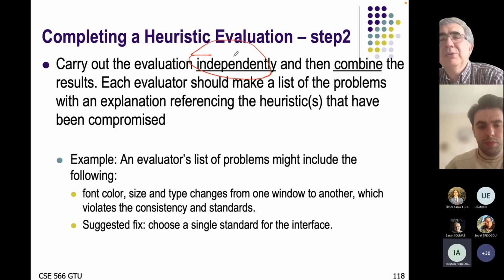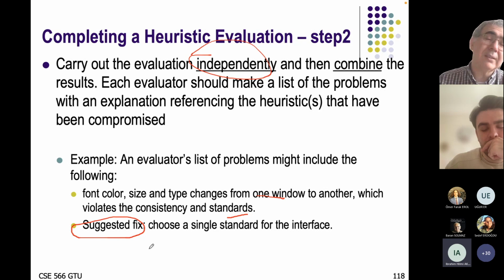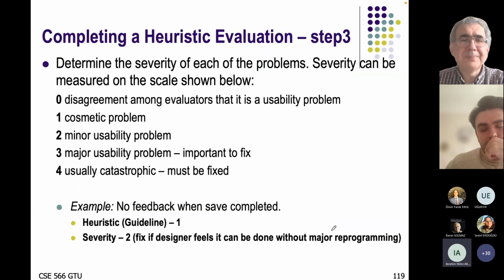Each evaluator should make a list of problems with an explanation indicating which heuristic is violated, such as font color is not good, font color principle is violated, font type changes from one screen to another, which violates the standards, and also should include a fix. Choose a single standard font for the interface.